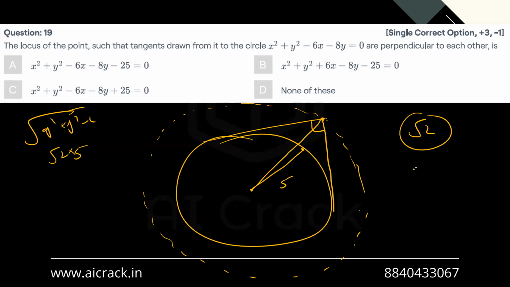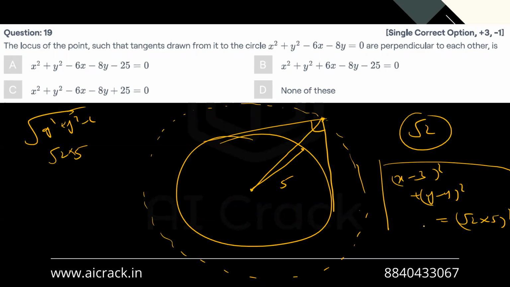Okay. Now the equation becomes simple. (x minus 3) whole square plus (y minus 4) whole square equals (root 2 into 5) whole square. So this is my circle or locus, whatever you call it.